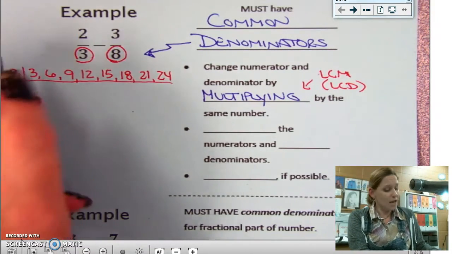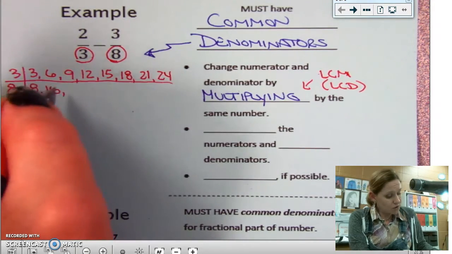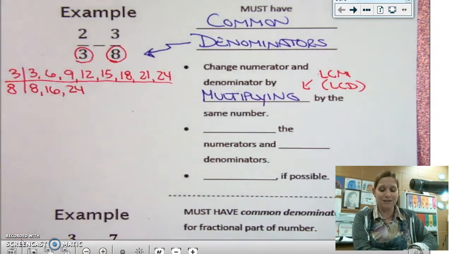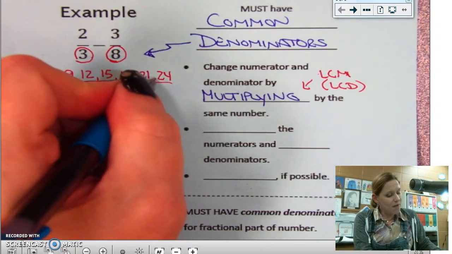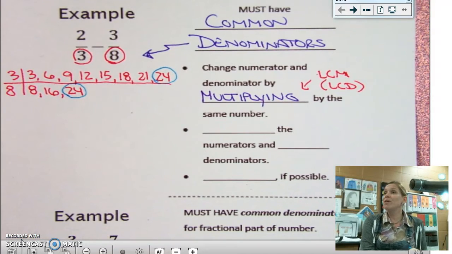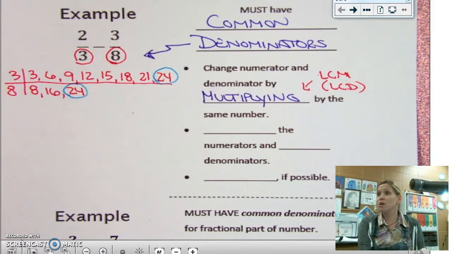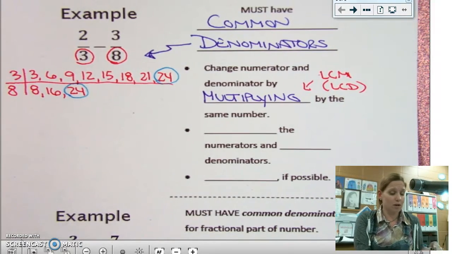And let's do 8s. 8 times 1 is 8. 8 times 2 is 16. 8 times 3 is 24. I'm going to stop right there. And we found 24. They have the number 24 in common. So now we can change both of these fractions, keeping them equivalent, but with denominators of 24.